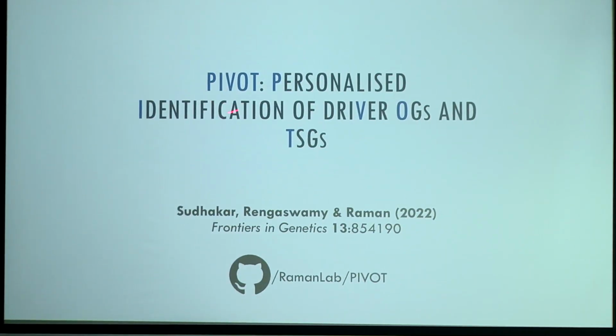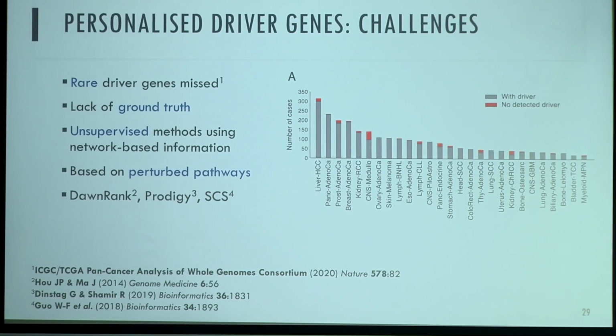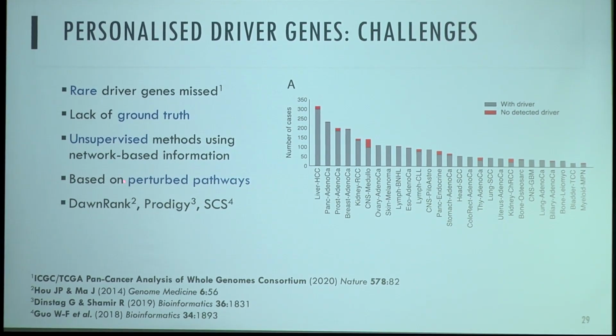So this brings us to our method called PIVOT, which stands for personalized identification of driver oncogenes and tumor suppressor genes. Same old story, lots of rare driver genes are missed. The assumption is that there is always a driver gene in almost all of these cancers, and yet in many of these cancers, there are no detected driver genes at all. So you really need to cast the net wider, deeper, to identify those rare signals which correspond to tumor suppressor genes and oncogenes in these data sets as well.